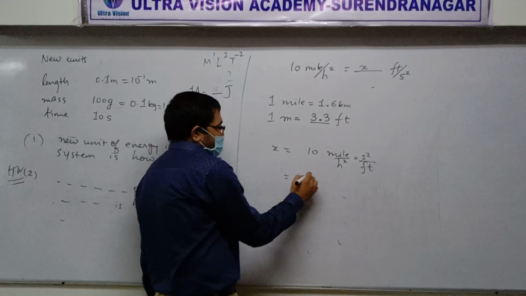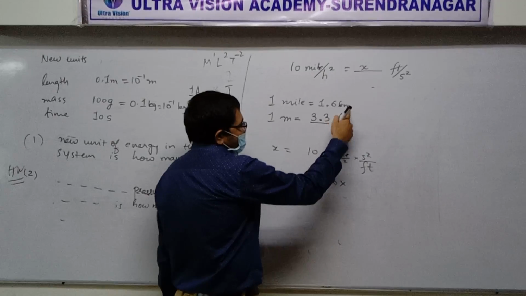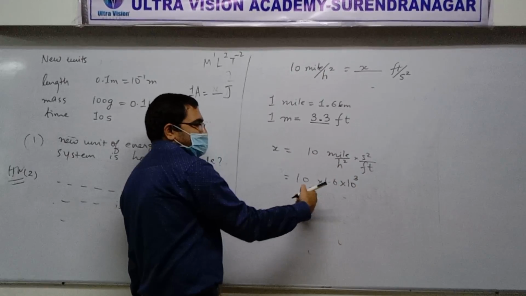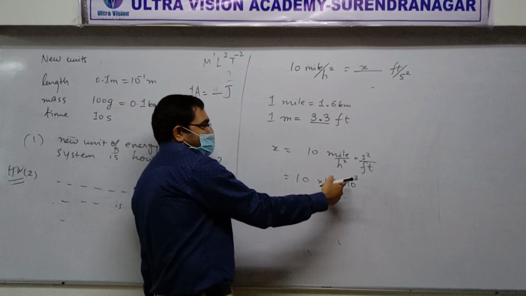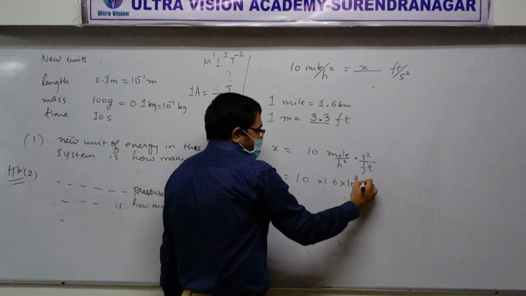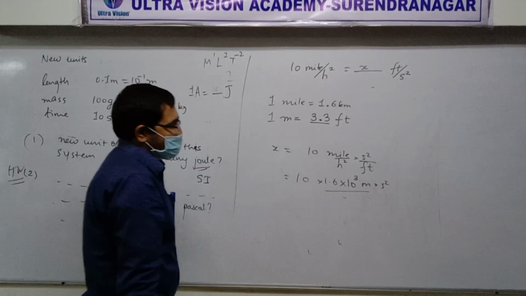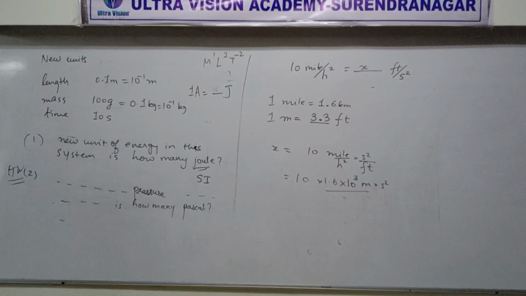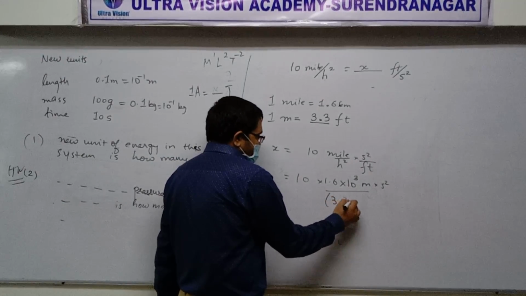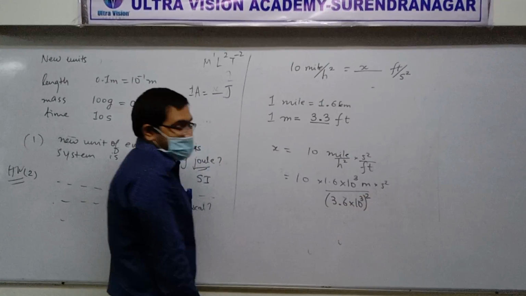Let's start. So 10 miles. 1 mile is how many kilometers? 1.6. But we will jump from kilometer to meter directly. Did you understand this? Into 10 raised to 3. Kilometer, kilo means 10 raised to 3. Meter and then second squared upward. 1 hour is how many seconds? 3600. So we can actually write it as 3.6 into 10 raised to 3. Got it or not? Why am I squaring it?